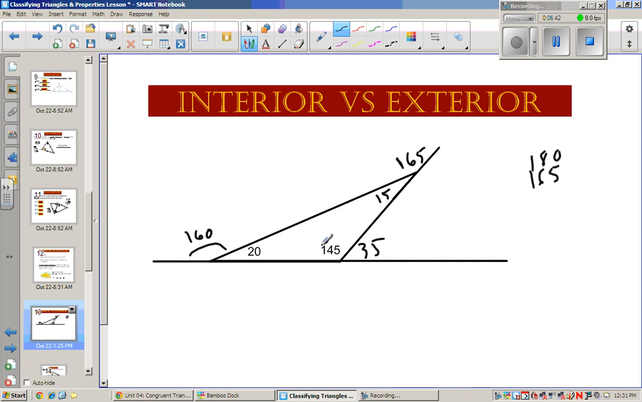Now when you do this, to find this angle, you add them up and subtract from 180 to get 15. But then when I subtract that from 180, hopefully you notice that I got 165, which was these two added together. So there's a rule with our exterior angle. Let's take for instance 160. That is the other two interior angles added up.